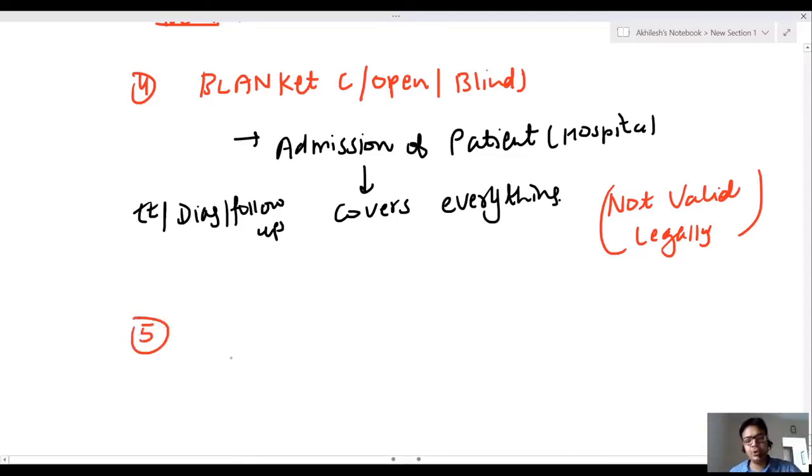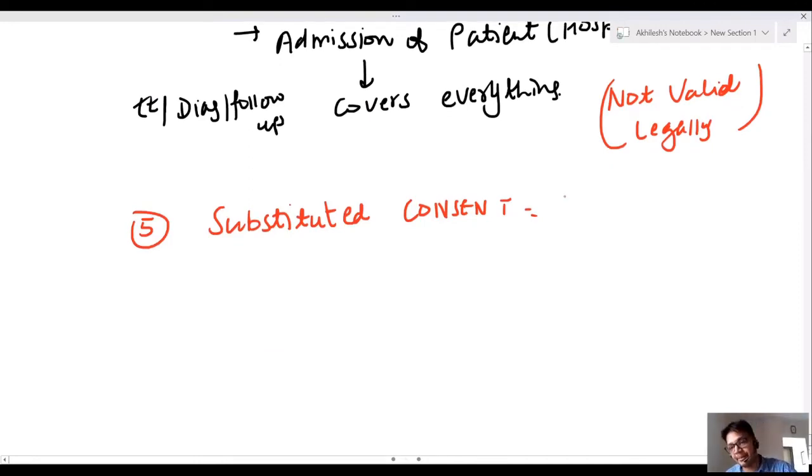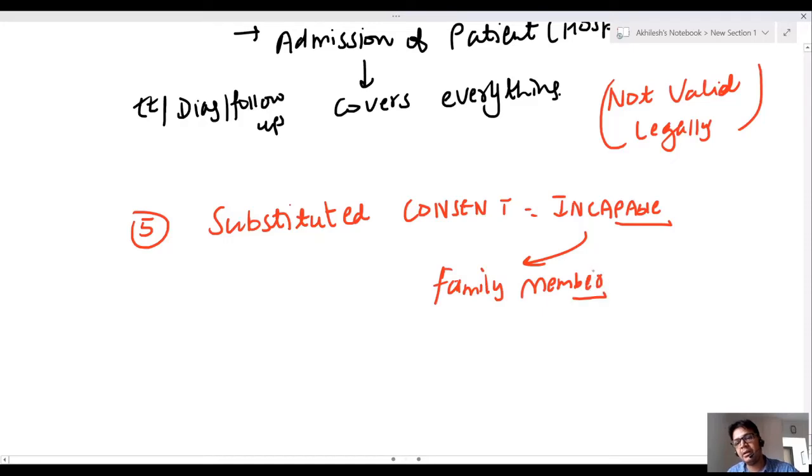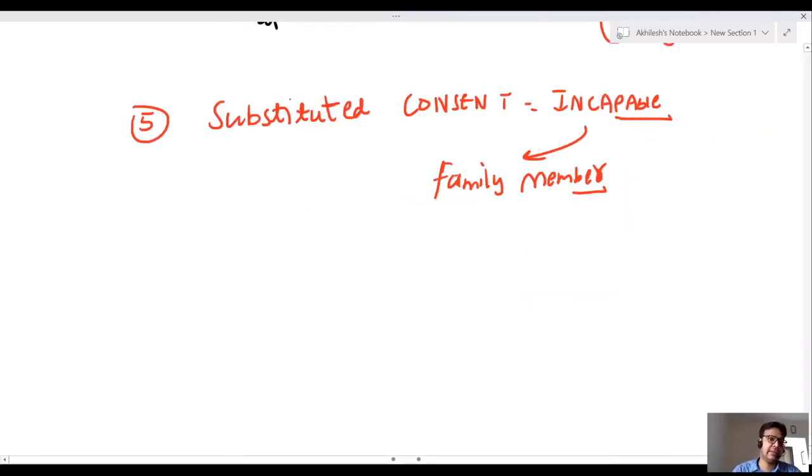Number five, substituted consent. If a patient is unconscious and incapable of giving consent, then who will give your consent? Any family member or next of kin, your father, your mother, spouse. If you are not capable of giving consent, then another person, a family member, gives consent. This is known as substituted consent.